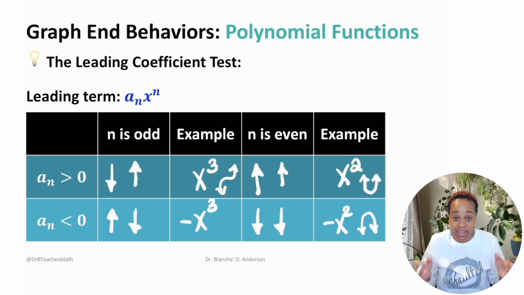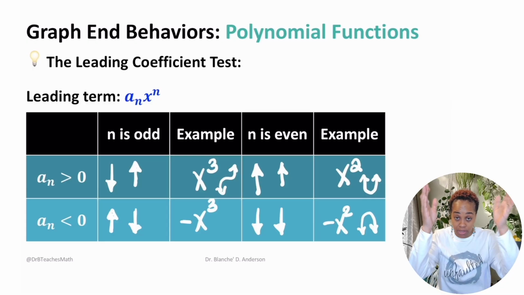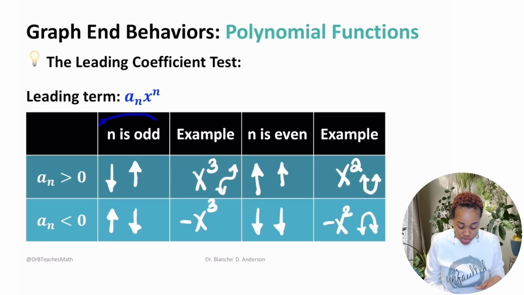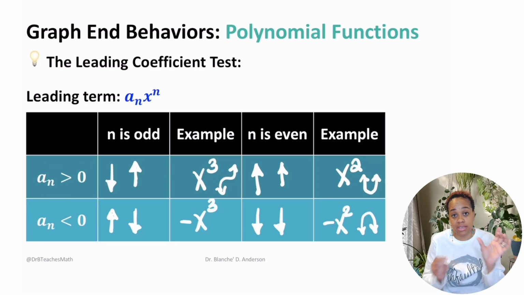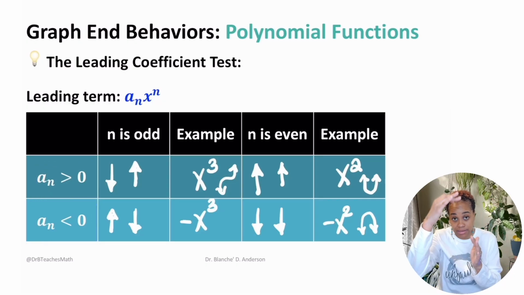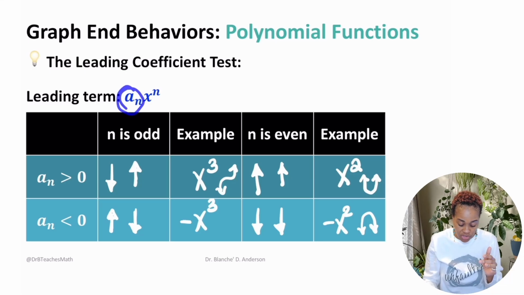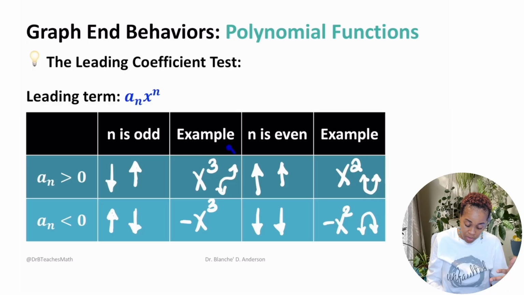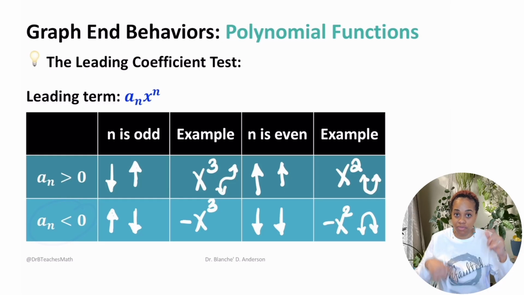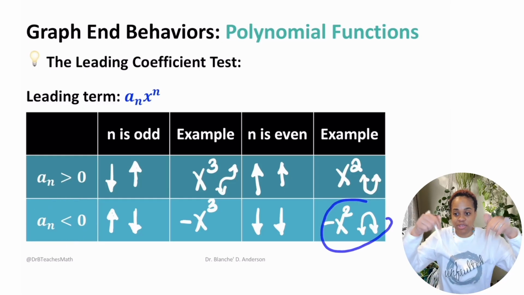But if it's even, the end behaviors of the graph are going to be in the same direction, either both up or both down. That's using the degree, okay? Now, when you look at the leading coefficient, remember the leading coefficient is tied to the variable that has the highest power. If the leading coefficient is greater than 0, x squared opens this way. And then when it's less than 0, flip it, and then x squared is going to go down.